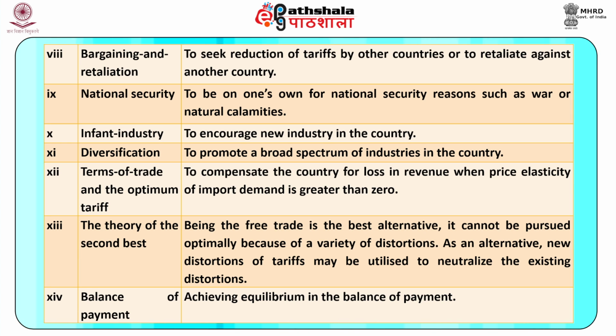Then 11th is diversification, to promote a broad spectrum of industries in the country. The 12th one is the terms of trade and optimum tariff, that is to compensate the country for loss in revenue when price elasticity of import demand is greater than 0. The 13th is the theory of second best. Being that free trade is the best alternative, it cannot be pursued optimally because of a variety of distortions. As an alternative, new distortions of tariffs may be utilized to neutralize the existing distortions. Then finally, the 14th is balance of payment, that is achieving equilibrium in balance of payments.